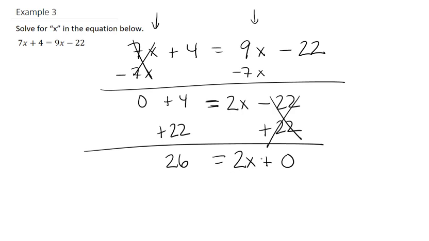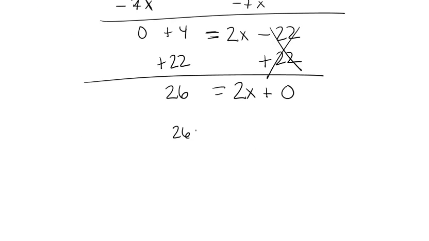So in order to get x by itself, we can just go ahead and go 26 equals 2x, and we can just go ahead and divide by 2 on both sides. This becomes 1, and 26 divided by 2 is equal to 13.